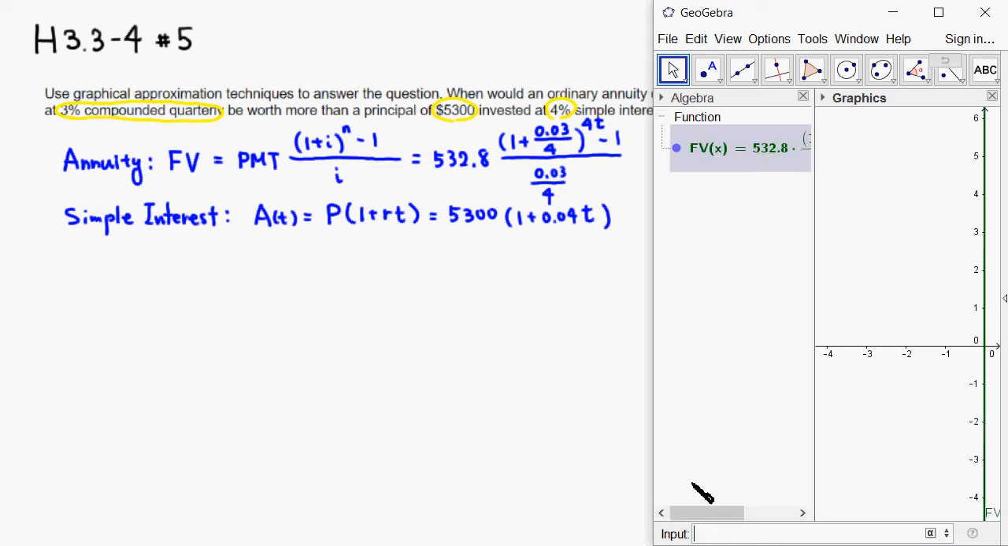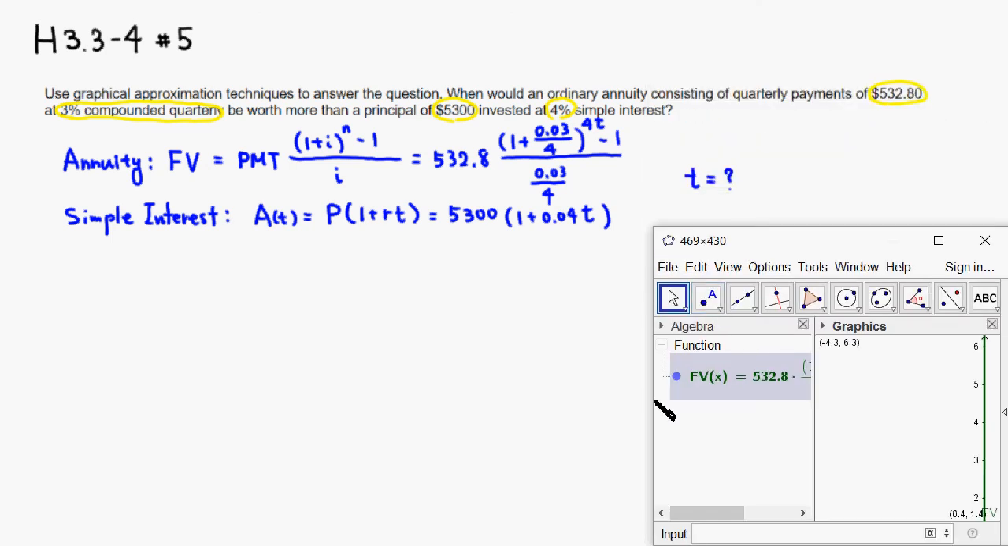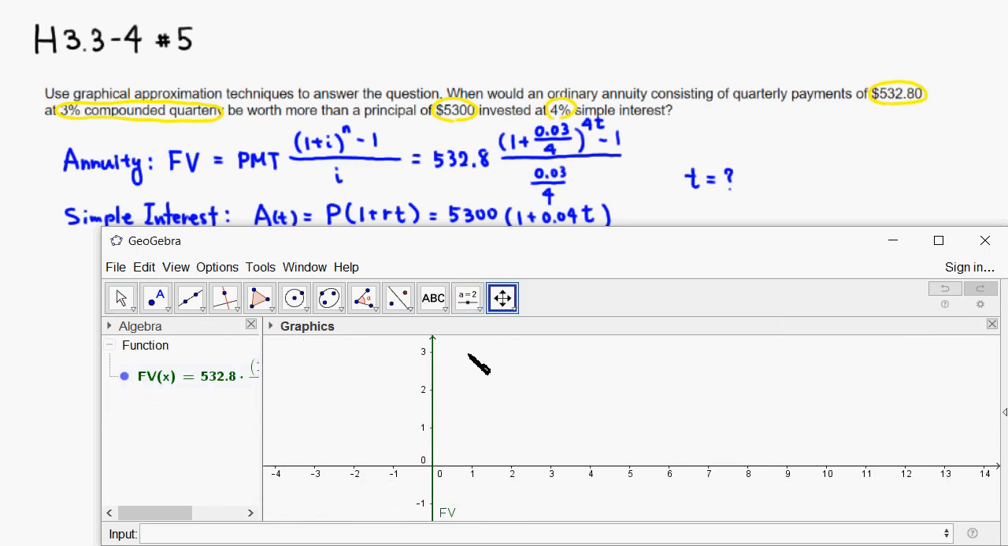So type that in. So we got that, and it's kind of hard to see the picture, so maybe I should rescale it a little bit. So you can see the graph a little bit better there.